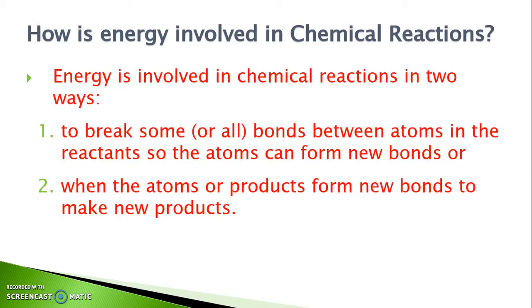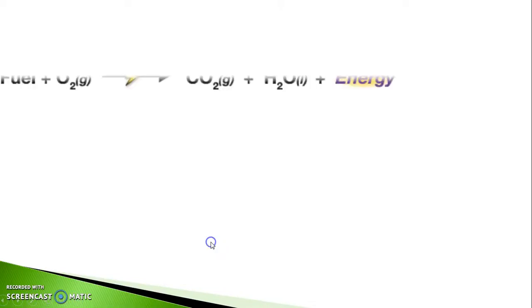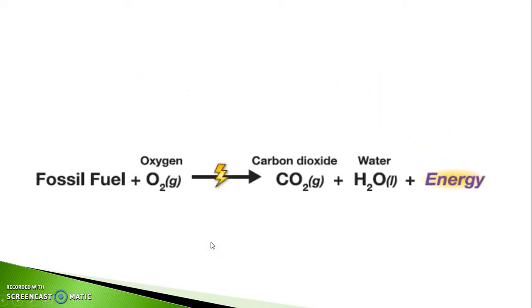Well, there's two ways. The first way is to break some or all the bonds between atoms in the reactants so atoms can form new bonds. Or the second is when atoms in the products form new bonds to make new products. We're going to talk more about reactants and products as we go through.